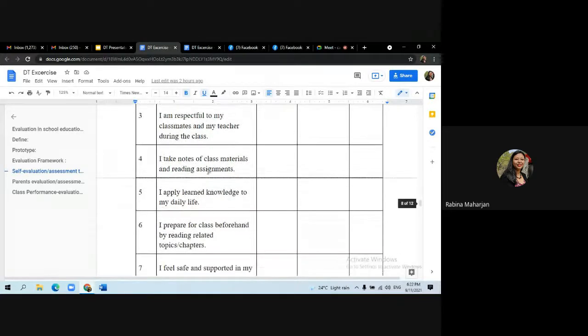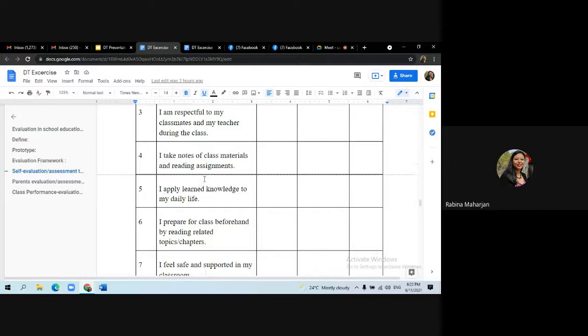And similarly, I take notes of class material and reading assignments. Since we are having online classes, we don't know whether the students are taking notes or not. We have been teaching staying in our room, and they are learning staying in their room. We can't see them. So they will evaluate themselves whether they are taking the class notes or not. So on the basis of that also, they will evaluate themselves.